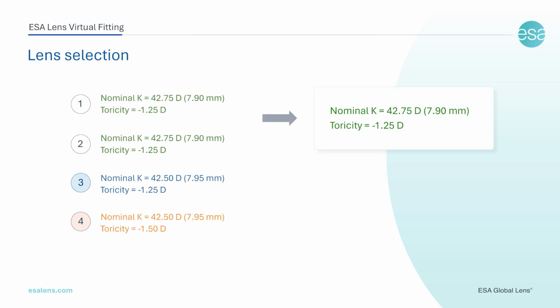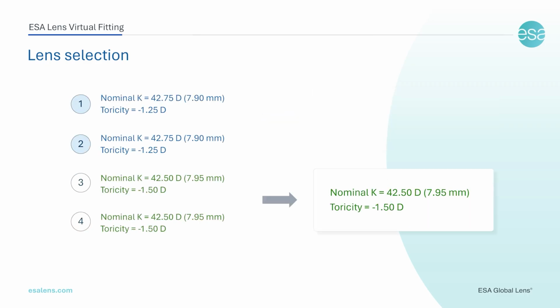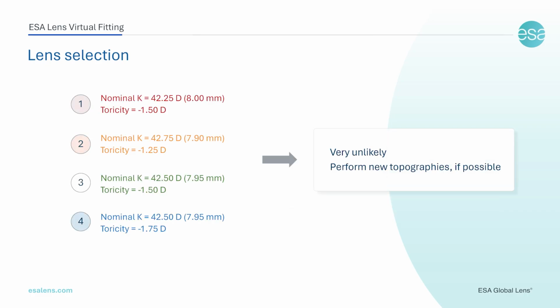3. 2 lenses with identical nominal K and toricity values, while the third and fourth lenses are different from the first 2 and from each other. In this case, the lens that repeats, the matching pair, must be selected as the final one. 4. 2 matching pairs of lenses. You should select the pair with the lower nominal K value in diopters, which corresponds to a higher value in millimeters. 5. 4 lenses with differing nominal K and toricity values. This is an extremely unlikely situation in clinical practice and almost certainly indicates that the topographies are of poor quality. You should delete these fittings and retake the topographies.